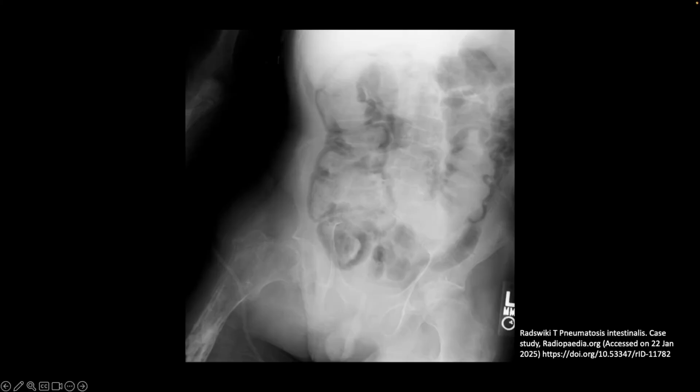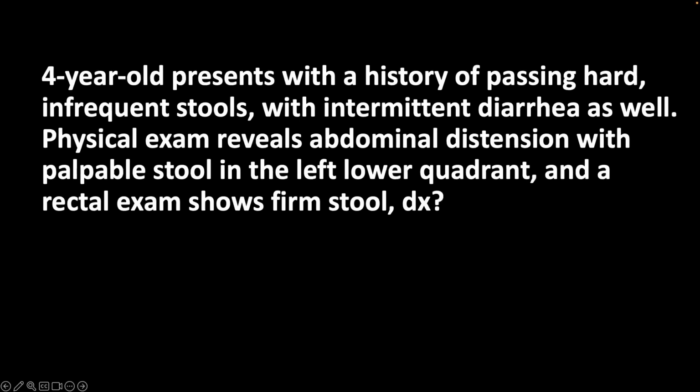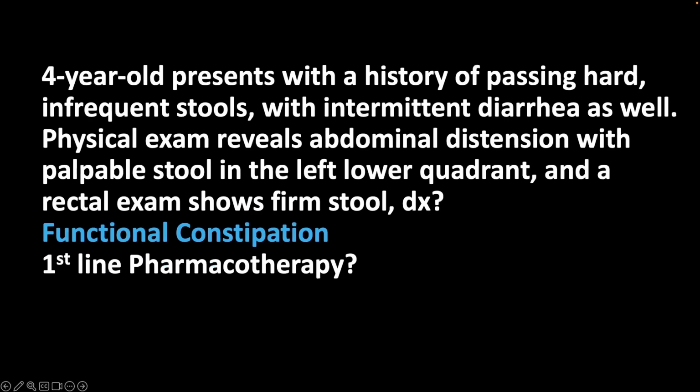All right. Now we have a 4-year-old who presents with history of passing hard and frequent stools with intermittent diarrhea as well. Physical exam reveals abdominal distension with a palpable stool in the left lower quadrant, and a rectal exam shows firm stool. What are we concerned for? This would be functional constipation. And what's the number one pharmacotherapy? Polyethylene glycol. And you don't want to give fiber to these patients.